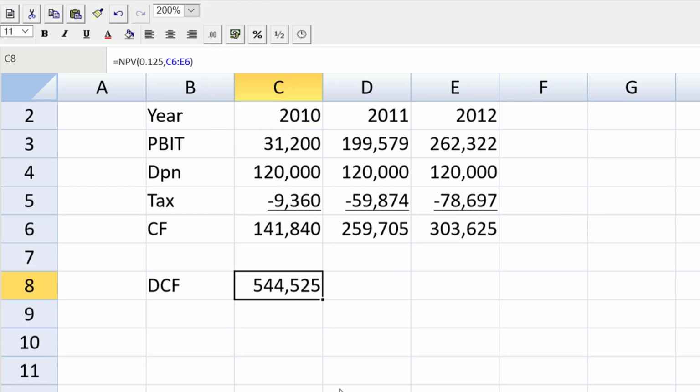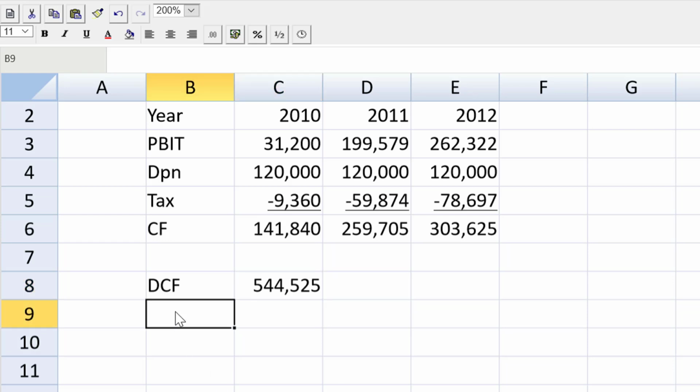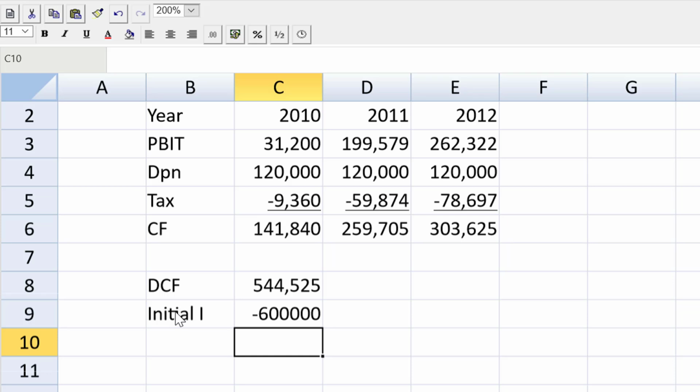I'll come here. Okay. And we learn in that question that the initial investment was the 600,000. And we'll make that negative. And the difference will be NPV, okay? That is equal to the sum of those two lines above. Yes, you could do C8 plus C9, but I'm just so used to doing the function there.